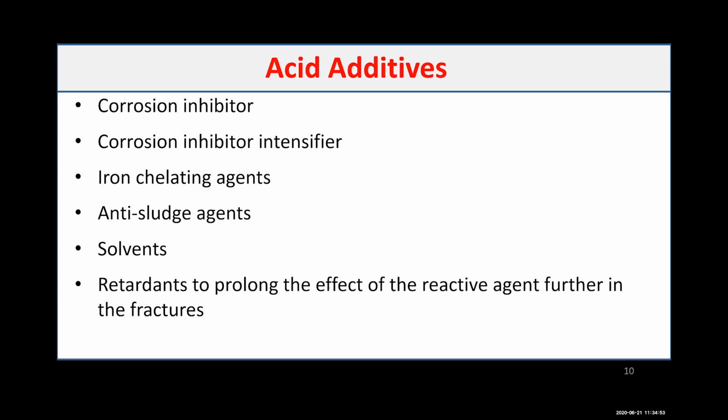And you'll find, based on the acid, there are different corrosion inhibitors. There's a corrosion inhibitor that works for HCl, there's a corrosion inhibitor that works for organic acid, and there's a certain corrosion inhibitor that works for HF. So it's not one corrosion inhibitor that works for everything. And the best way to select the corrosion inhibitor is doing a corrosion test.